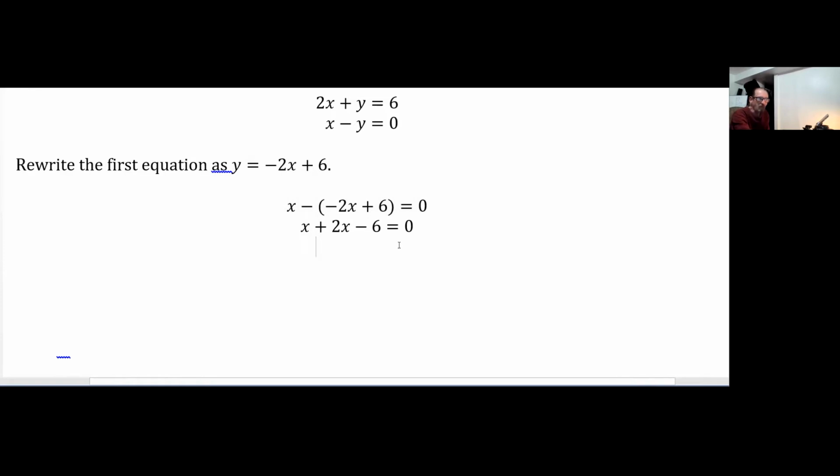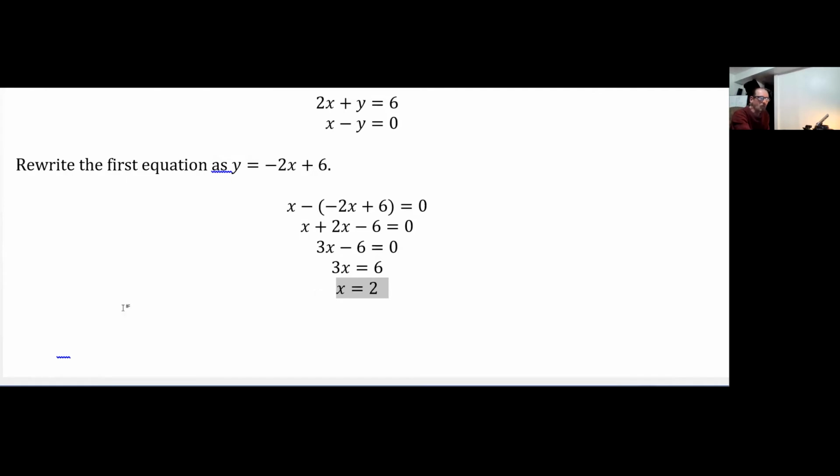I'm going to combine the like terms on the left-hand side. x plus 2x, that's 1x plus 2x equals 3x. And then I will add 6 to both sides. And that's going to give us that 3x equals 6. We can then divide both sides by 3 and find that x is equal to 2.